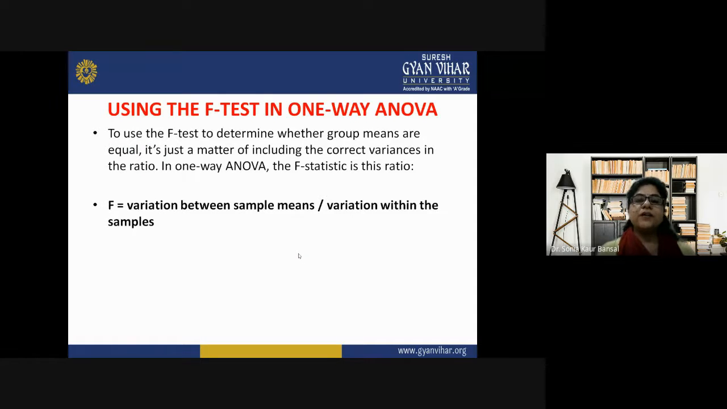Now, using the F-test in one-way ANOVA. So how does it work in one-way ANOVA? We use the F-test to determine whether group means are equal or not.